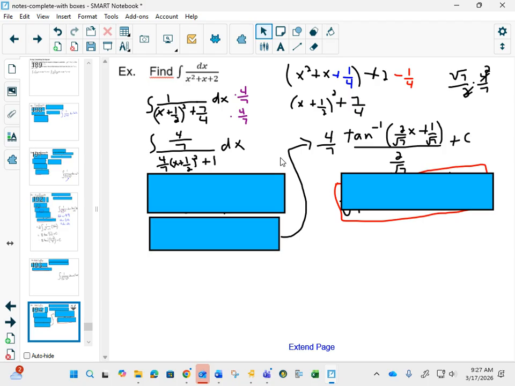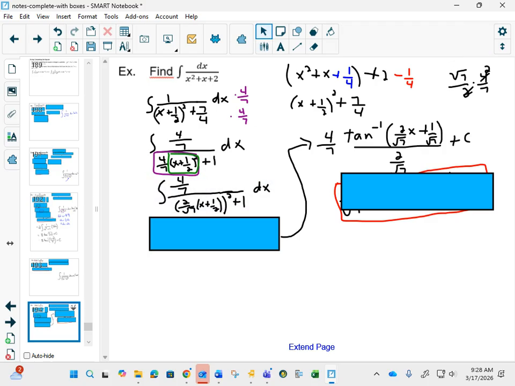Well, that gives me a bit of a problem because in tan inverse, this has to be one thing squared. And right now, this is the only part squared. So again, some more algebraic manipulation. Square root of 4 is easy. That's 2. Square root of 7. It's easy. It's a square root of 7. We put that inside.